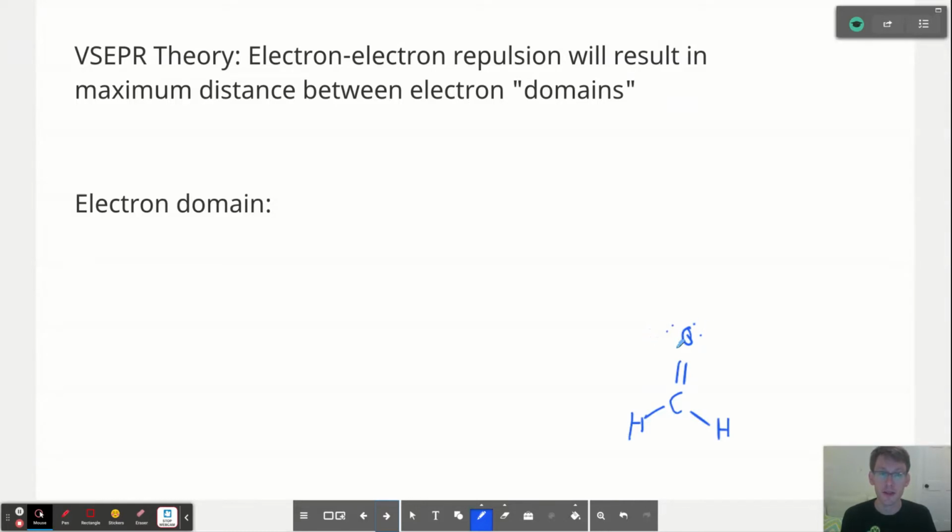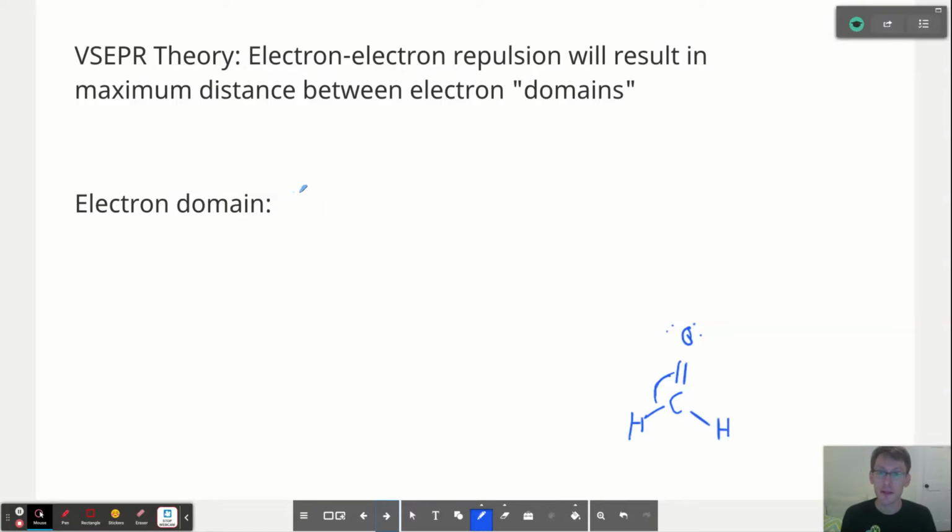And so you can say that there are 3 electron domains around the oxygen because there are 3 places where electrons are. And when you think about it, electrons are all negatively charged, so they will repel each other. And so that's why we get a maximized distance between different electron domains. So when we look at what is attached to this carbon atom, we're going to get a maximum distance in that hydrogen carbon oxygen bond angle.